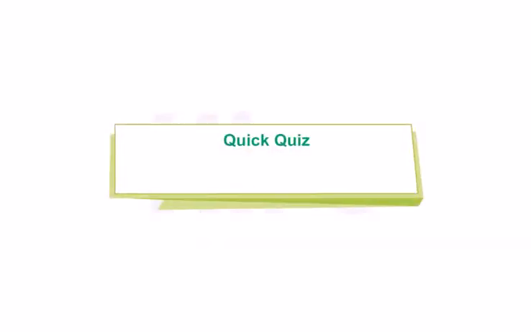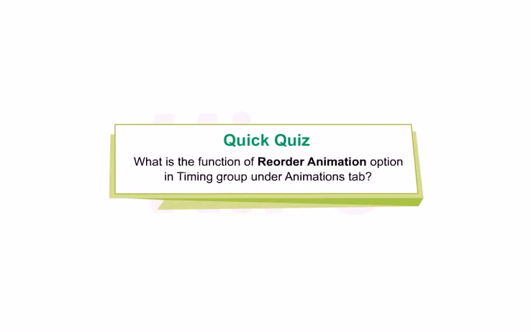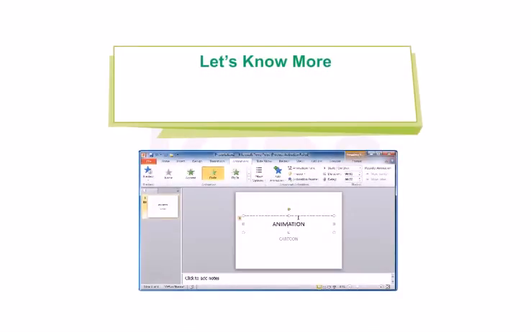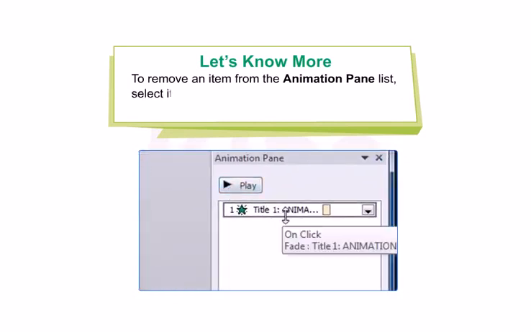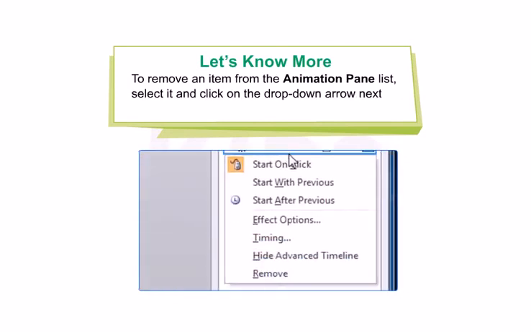Let me ask a quick question from you. What is the function of Reorder Animation option in Timing group under Animations tab? Students, to remove an item from the Animation pane list, select it and click on the drop-down arrow next to it and select Remove.